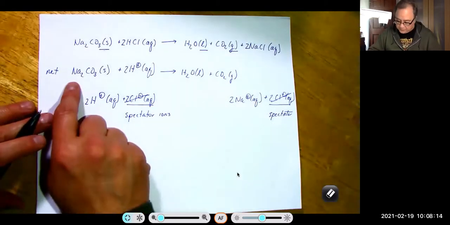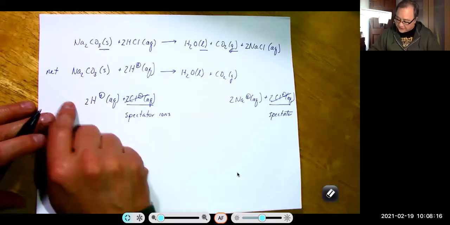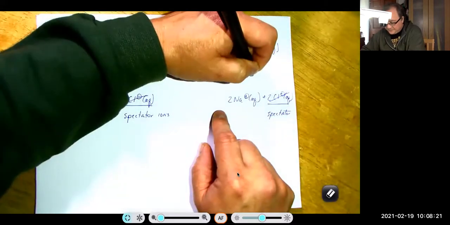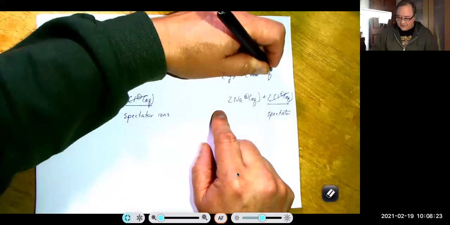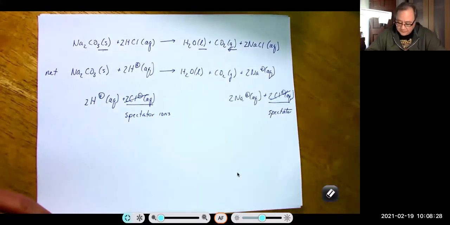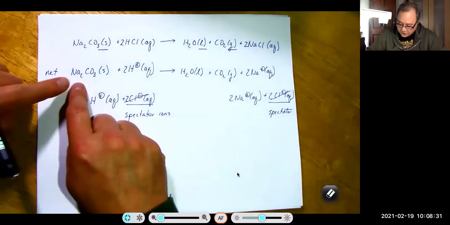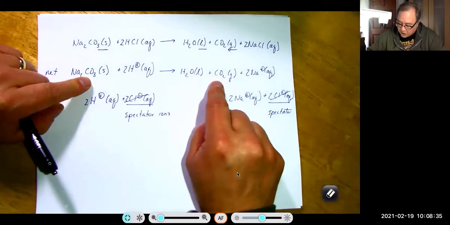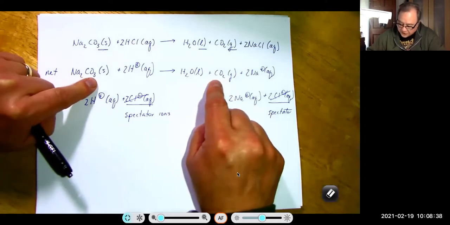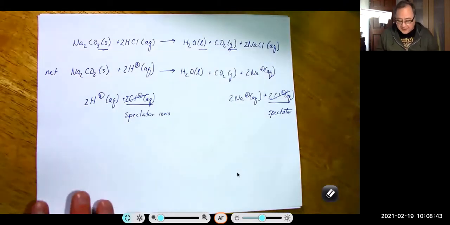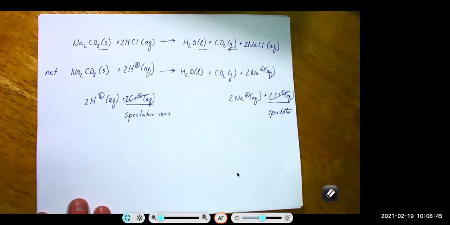Oh, actually, you can't see that it's balanced. I forgot the 2 sodiums. Okay, so now we have everything in the net that we should have. So do you see we have 2 sodiums and 2 sodiums, 1 carbonate, or 1 carbon, 1 carbon, 3 oxygens, 3 oxygens, 2 hydrogens, 2 hydrogens. So this would be your net. Any questions about that?